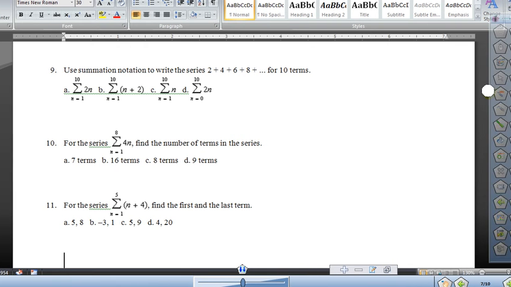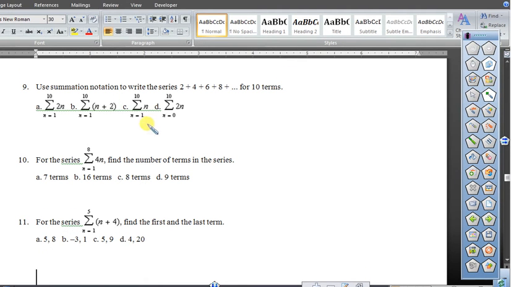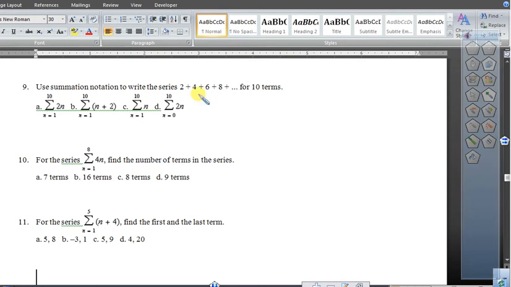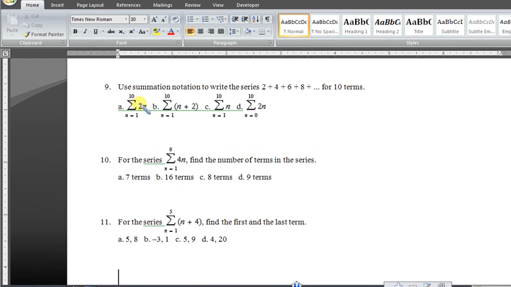Okay, we're going to continue our review of this particular chapter, and we're going to start with question number 9. In number 9, you're asked to write the series 2, 4, 6, 8 for 10 terms. And basically what we're doing is we're kind of going in reverse. These are the terms that were actually figured out from one of these particular sigma notations. So you just got to figure out which one it is.